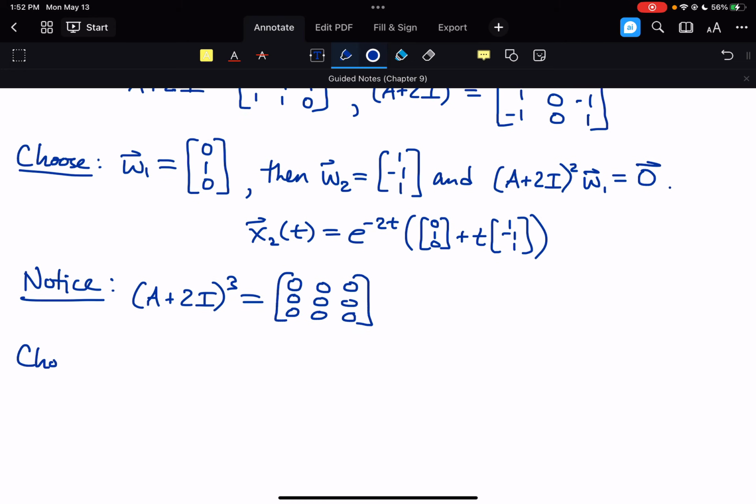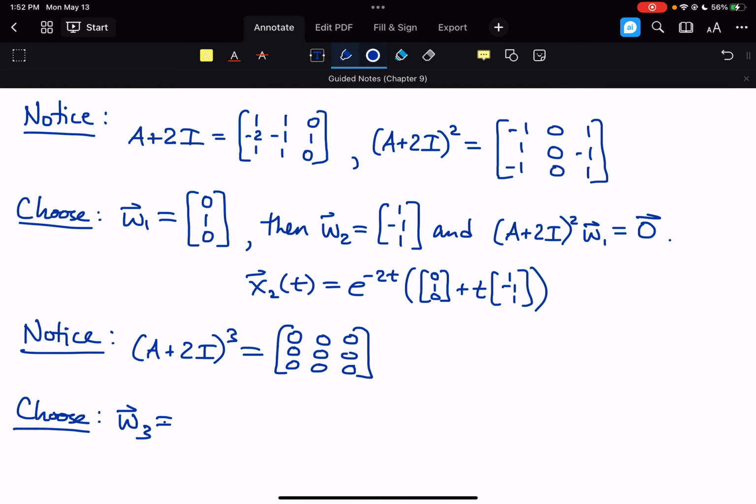So we go ahead and choose w3. We need a choice for w3 that makes w5 non-zero. Because w3 will be multiplied by (A + 2I) to get w4. We'll multiply it by (A + 2I) squared to get w5. And then multiply it by (A + 2I) cubed to get the 0 vector. So that's not a problem. This will give us the 0 vector no matter what. We can't let this one take that column, so we can't use the same vector again, (0, 1, 0). That would give us 0 too soon.